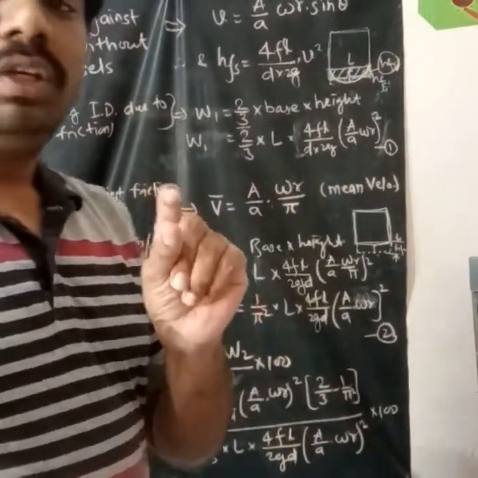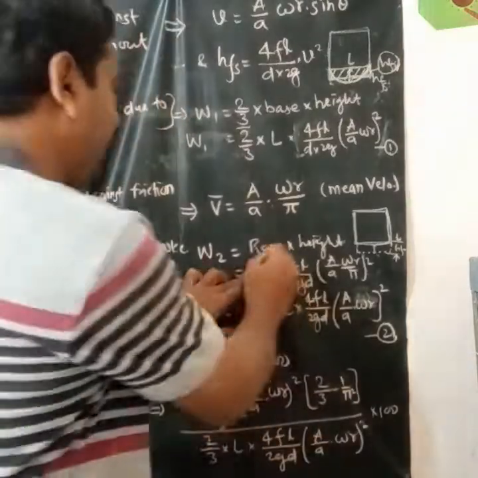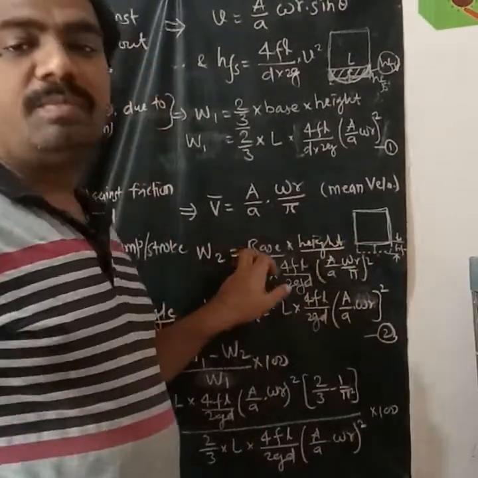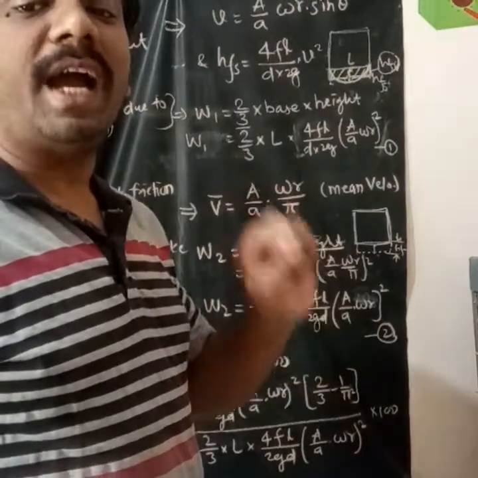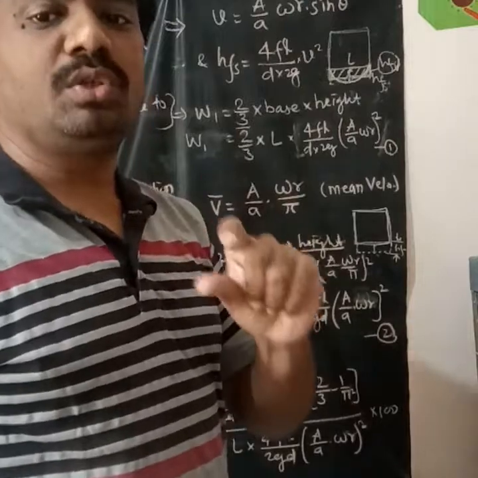So we have to find the area of that rectangle, and that rectangle area is simply base into height, where the base is representing L, and the height of that rectangle is HFS, that is the head loss due to friction.